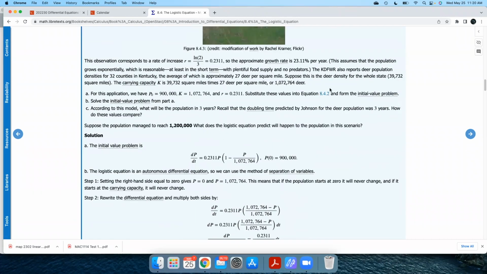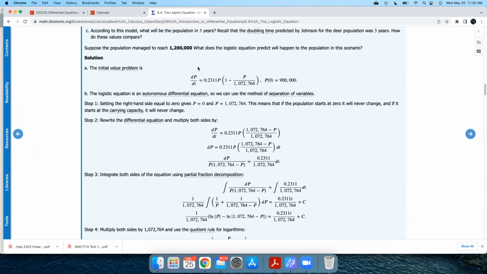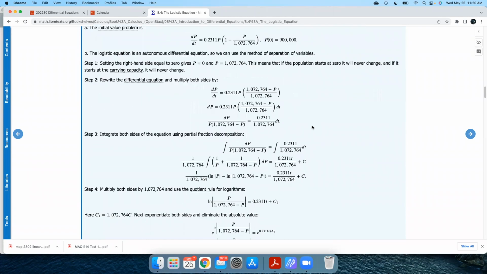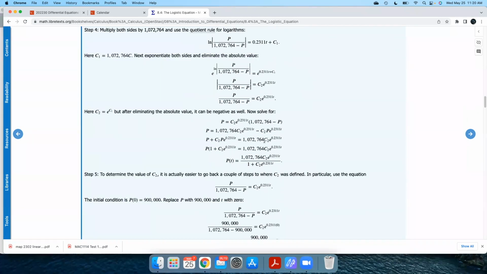I'm not going to go through the whole thing. I just want you to see here. This is a nonlinear DE, but it's separable. So they've separated the variables. They had to do a partial fraction decomposition here on this part to separate that out. And then we just do all the integrals, all the math.